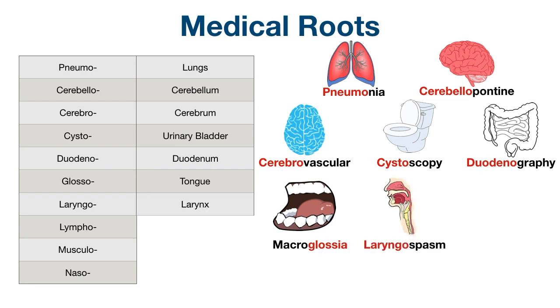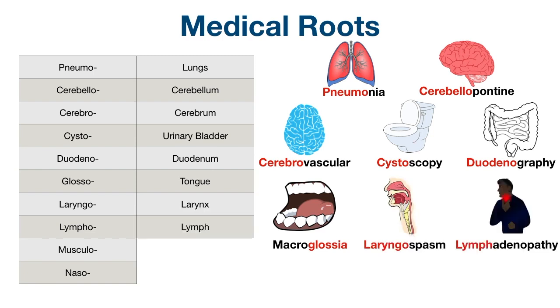Next we have laryngo, which refers to the larynx. Laryngospasm is a spasmodic closure of the larynx. The next root is lympho, which means lymph. An example is lymphadenopathy, which is a disease affecting the lymph nodes and usually causes swelling of the lymph nodes.